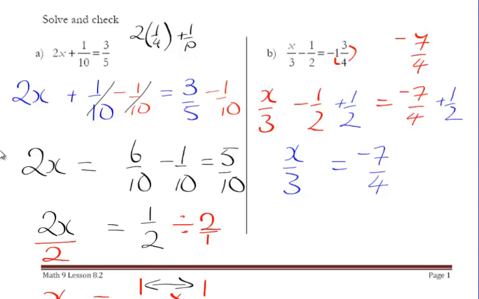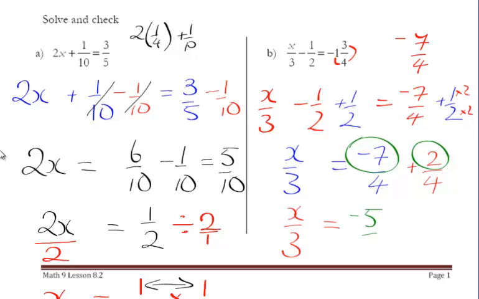Now, we need the same denominator. 1/2 is easy to turn into quarters, isn't it? So, mental math here, we'll simply add 2 over 4. We just multiplied the top and the bottom by 2, didn't we? X over 3 is equal to, now, when the denominators are the same, all we need to do is add the two numerators. Negative 7 plus 2, negative 5 over 4.